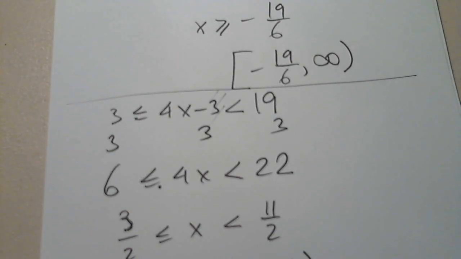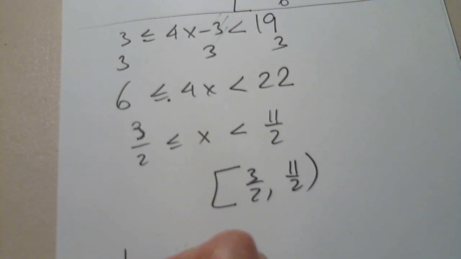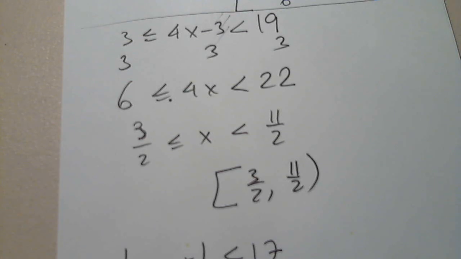Okay. Let's look at an absolute value inequality, like the absolute value of 3x plus 5 less than 17. Okay. What do we do with this?